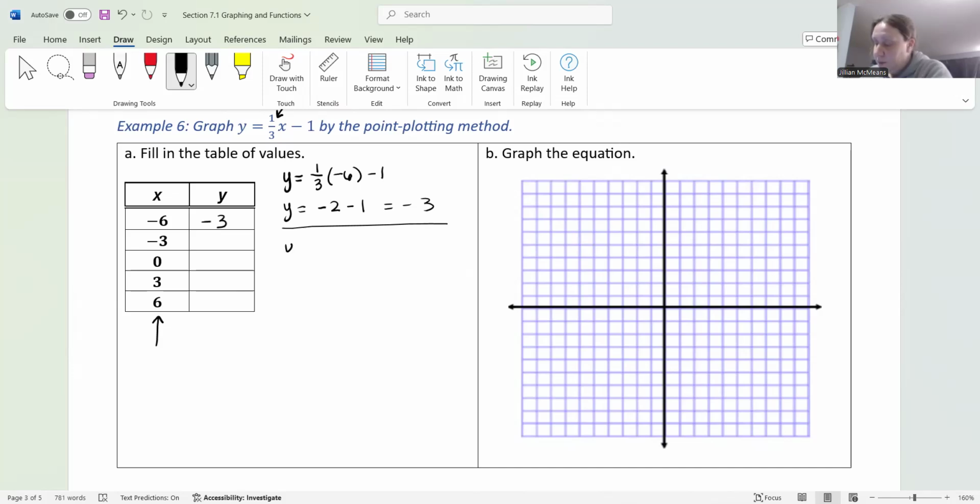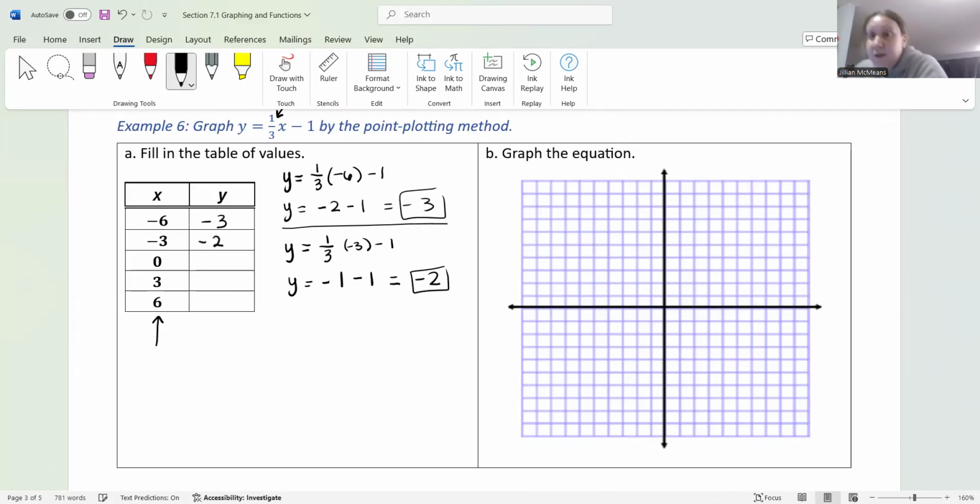Now I'm going to redo the whole process. This is a lather, rinse, repeat kind of process. So now we're going to say y is equal to 1/3 x, but we're going to let x equal -3, and then minus 1. So 1/3 of 3 is just 1, but again, we're multiplying a positive and a negative. So 1/3 times -3 is -1, and -1 minus 1 is -2.